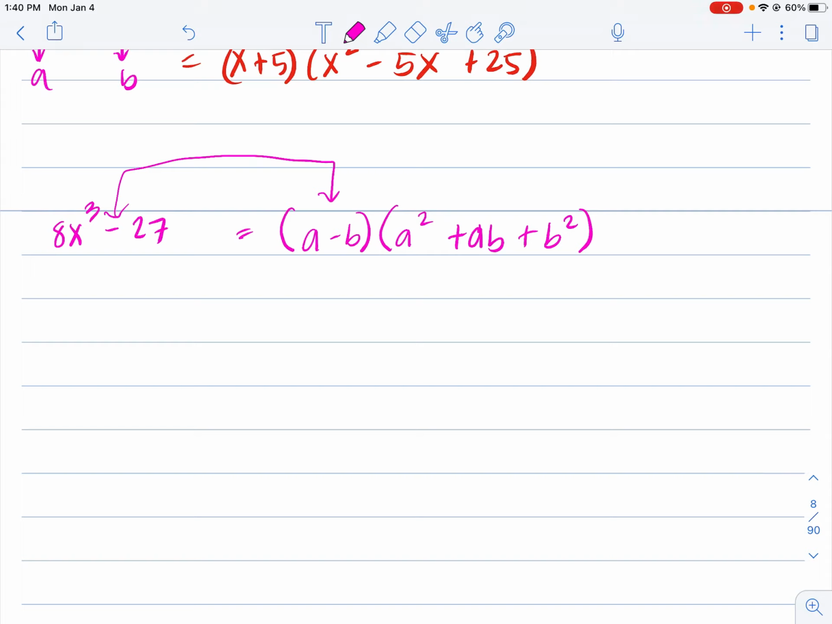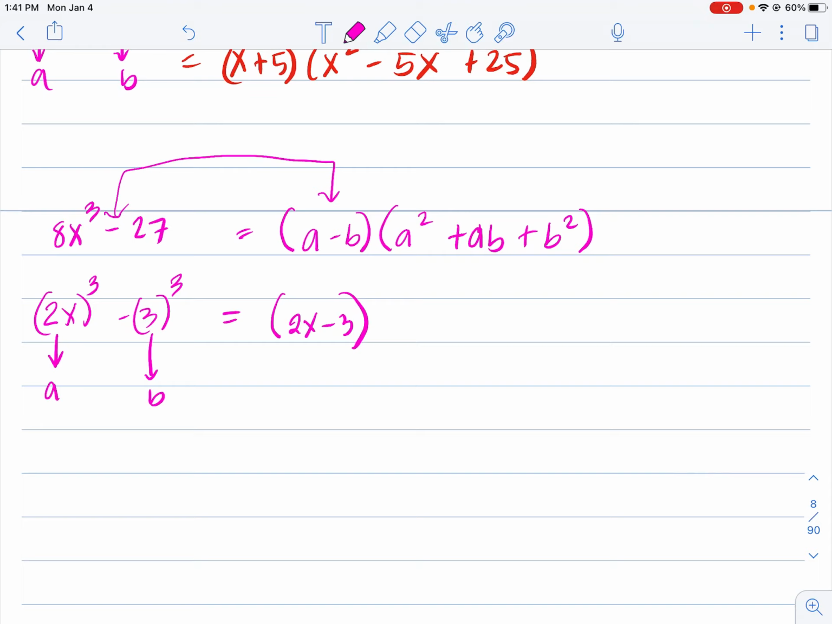So the 8x cubed translates into 2x cubed, and then the 27 translates into 3 cubed, right? 2x cubed minus 3 cubed, because 2x times 2x times 2x is 8x cubed, and then 3 times 3 times 3 is 27. So let's factor it. This is our a value. That is our b value. So every time I see an a, I'll change it to 2x. Every time I see a b, I'll change it to 3.